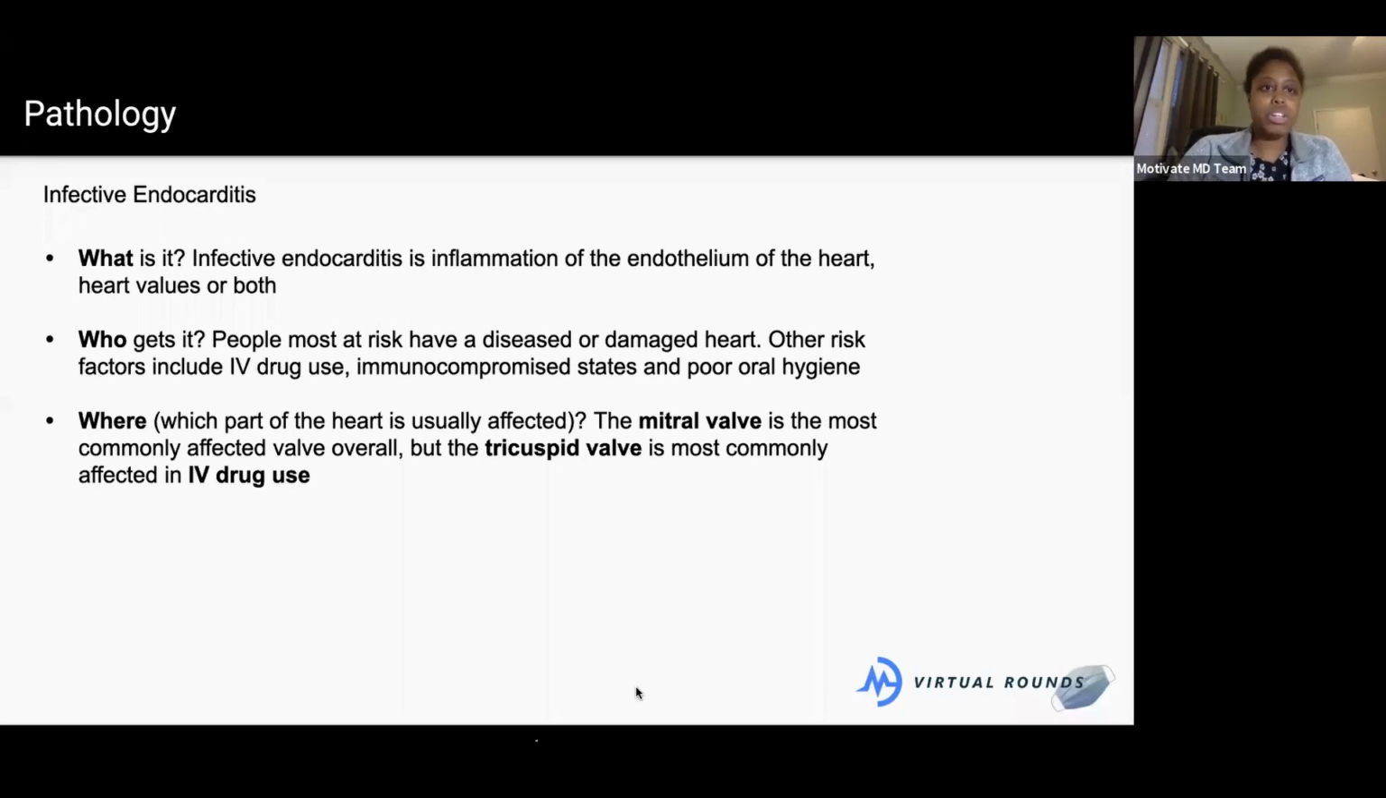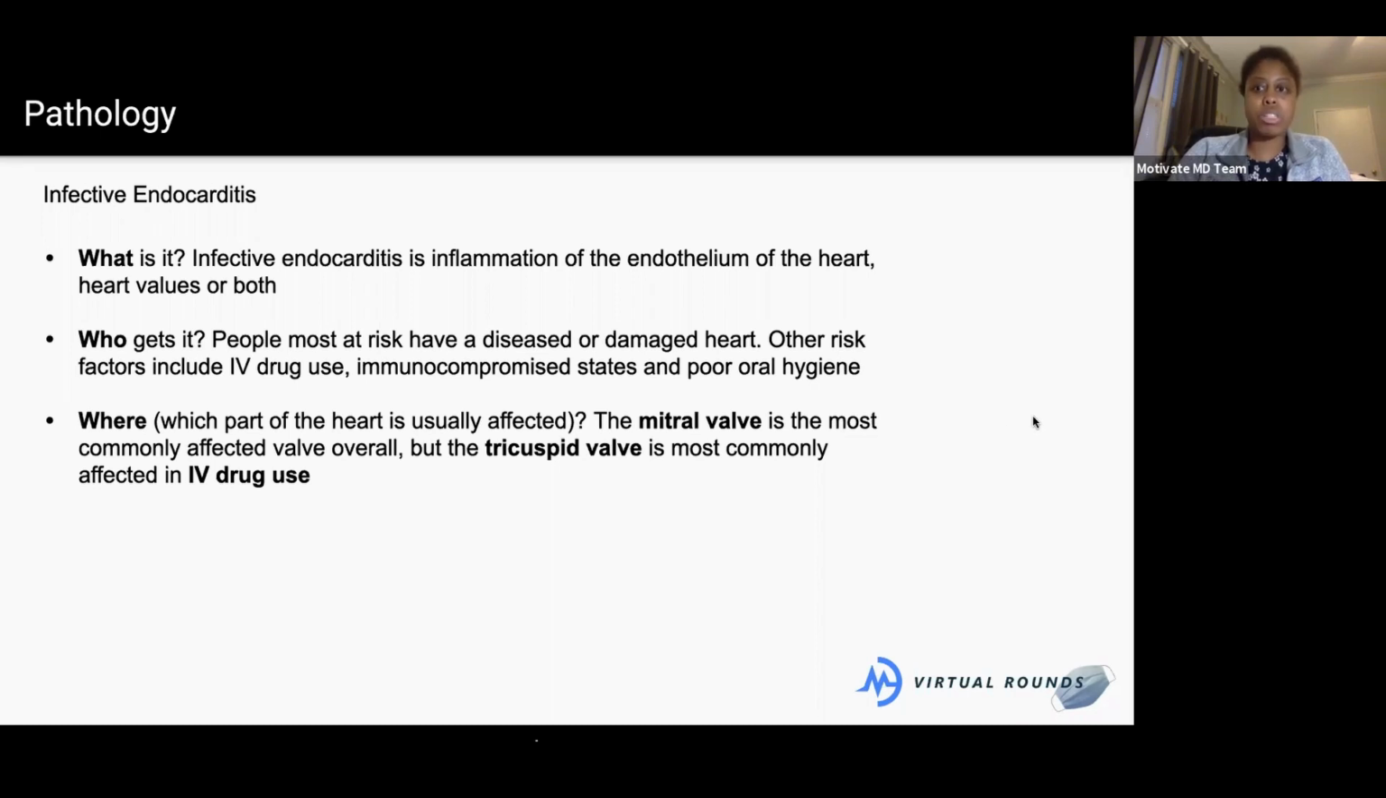Who gets it? So people who are most at risk have a disease or a damaged heart. So these can be people who have congenital heart disease, people who have rheumatic heart disease from having strep in the past, or people who have other congenital problems like a bicuspid aortic valve, for example. Other risk factors include IV drug use, immunocompromised states such as HIV, AIDS, TB, and then poor oral hygiene.